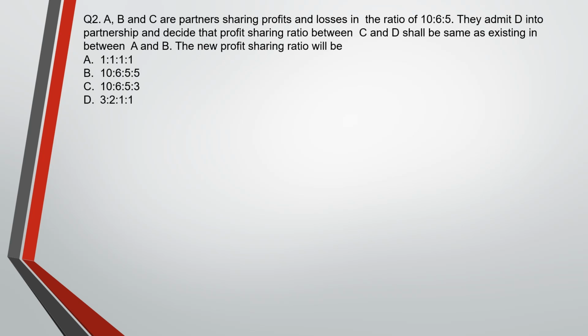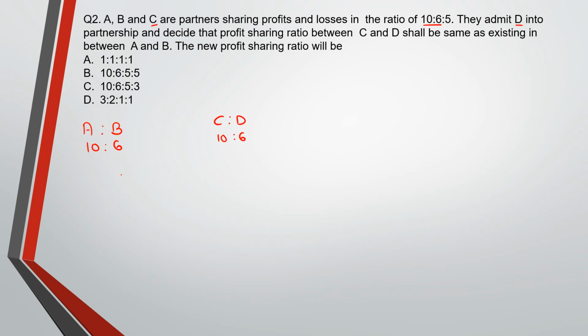Now moving on to the next question. A, B and C are partners sharing profits and losses in the ratio of 10:6:5. They admit D into partnership and decide that the profit sharing ratio between C and D, the new partner, and the existing partner C shall be the same as existing between A and B. So what is the relationship between A and B, the profit sharing ratio? It is 10:6. So if you take between A and B, it is 10:6. They want after admission of D, between C and D, it should be the same ratio of 10:6.